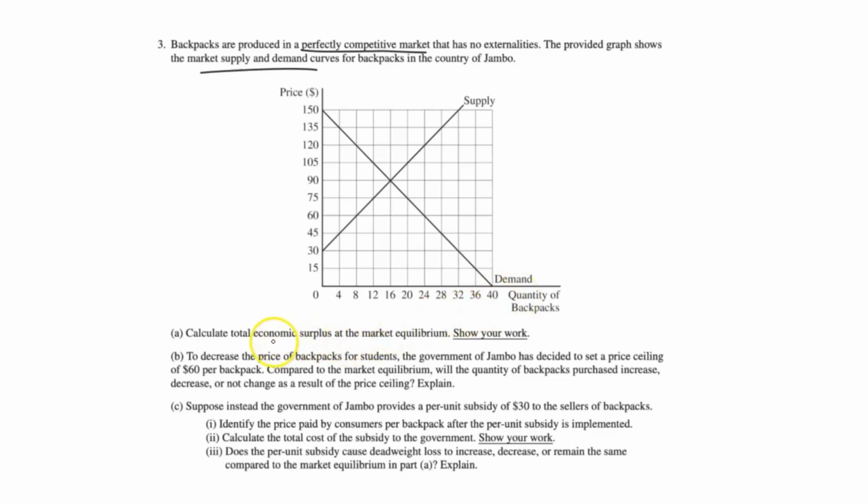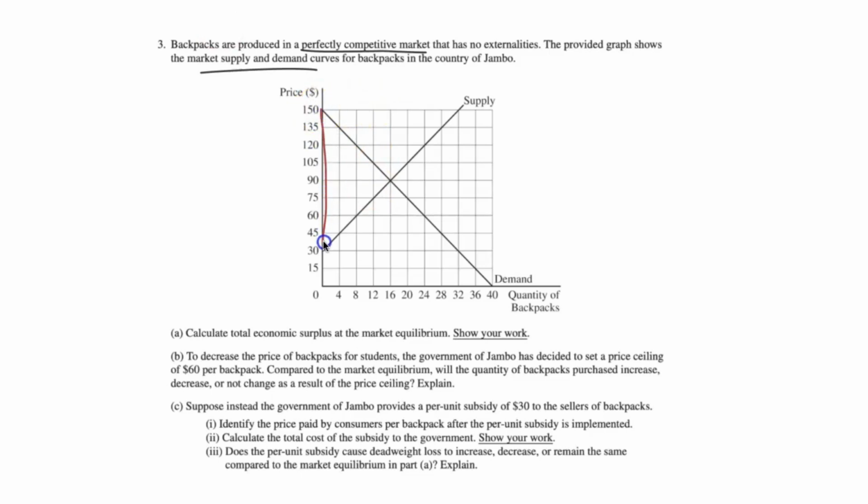Cool. A says calculate the total economic surplus at the market equilibrium. Show your work. So we know the total economic surplus is just this triangle here. What you could do, I suppose, is break it up into your consumer surplus, which is the difference between what consumers are willing to pay and what they actually do pay. So if our market equilibrium price is $90 and some guy is willing to pay $150, they get that $60 as consumer surplus, and then that's multiplied throughout for all the price levels down to the equilibrium price, and then multiplied throughout for the quantities as well. And you would add that to the producer surplus, or you can just calculate this entire triangle right here.